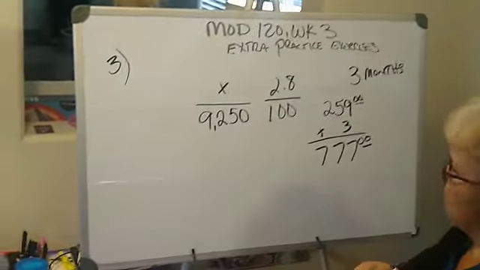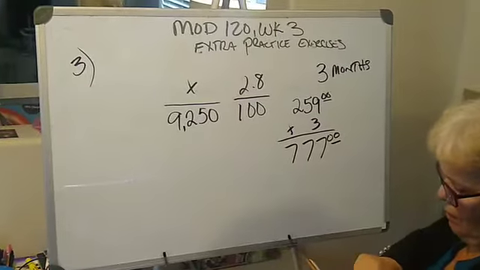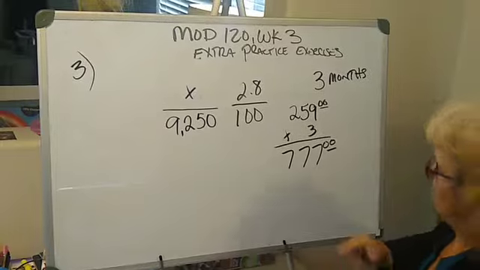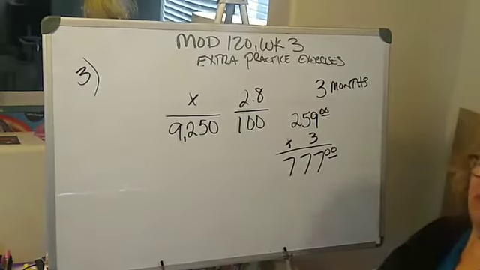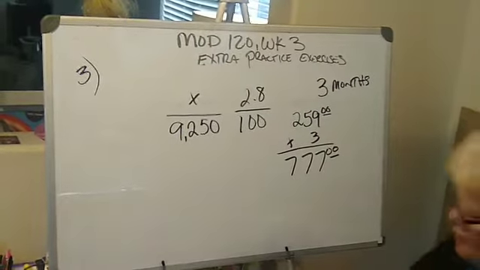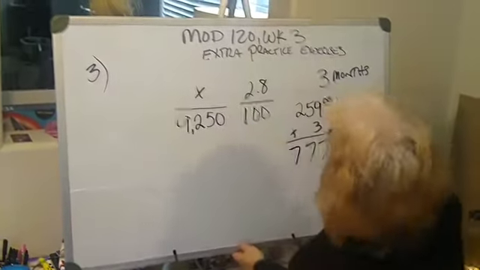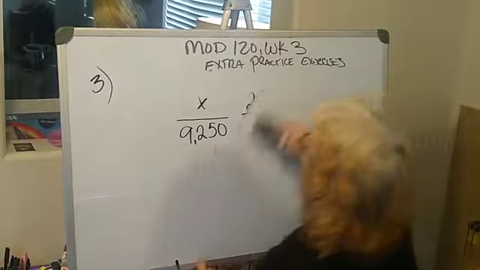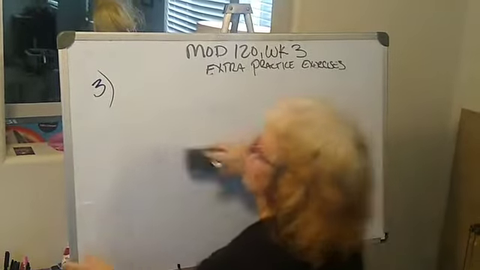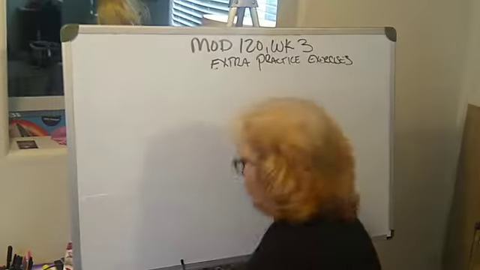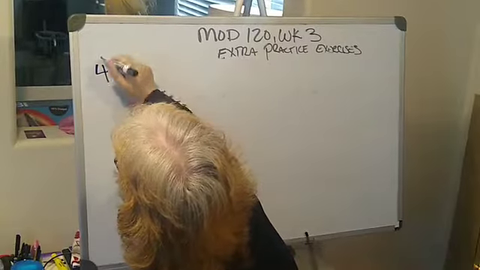259 times 3 equals, yep, $777. Okay, so that's number 3. All right. Don't put it on pause while I'm erasing, and we'll do number 4.